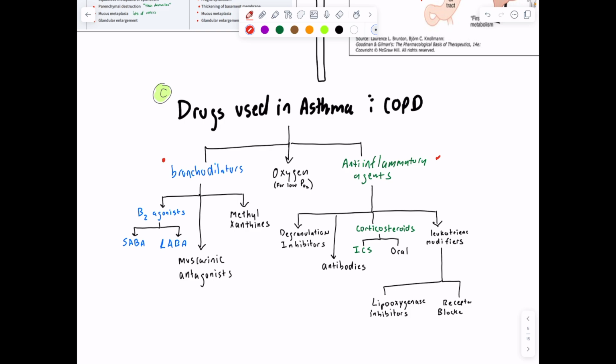And with our bronchodilators, we'll see we have our beta-2 agonists, which are dealing with the sympathetic nervous system. Then we have our muscarinic antagonists, which is our parasympathetic nervous system. We have our methylxanthines, which has to do with cyclic AMP and helping with bronchodilation by increasing the concentration of that or maintaining the concentration of that.